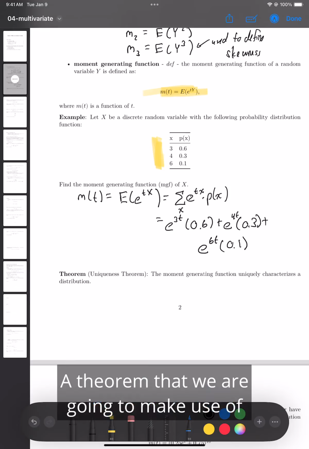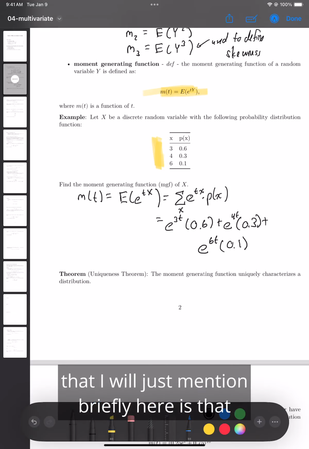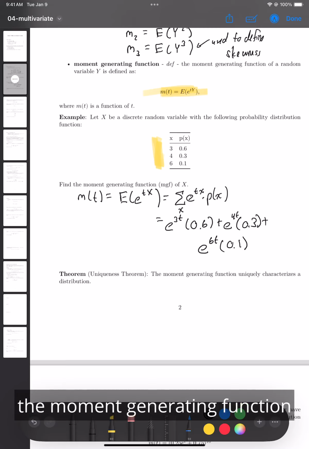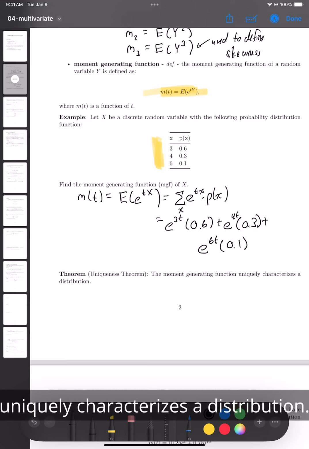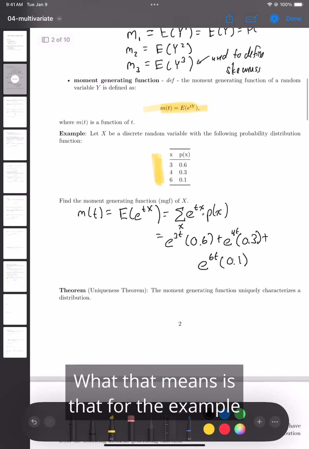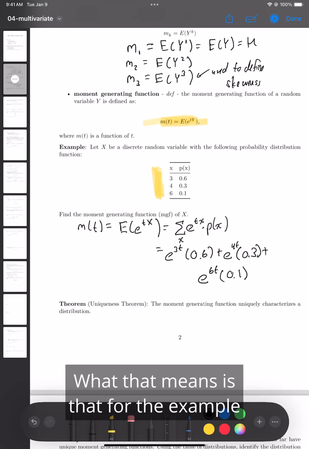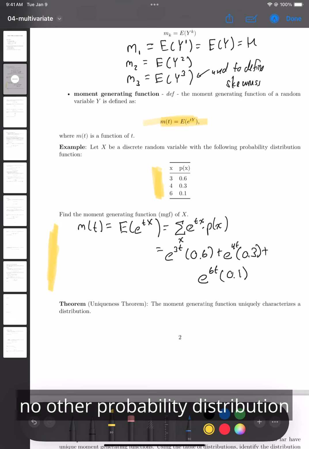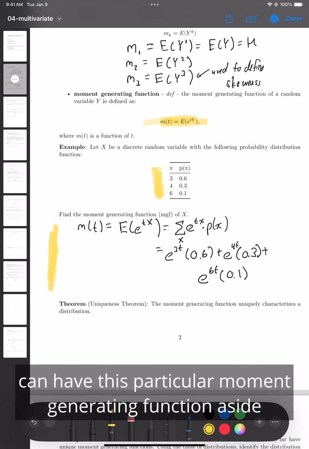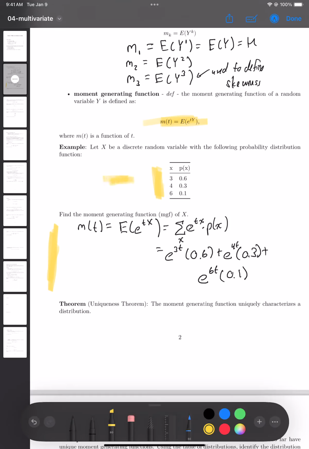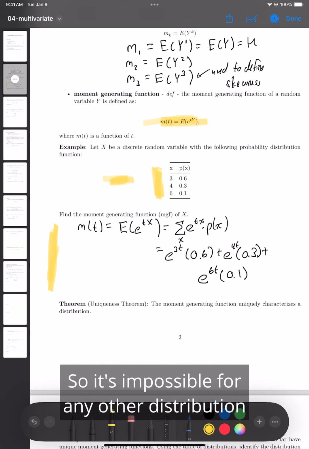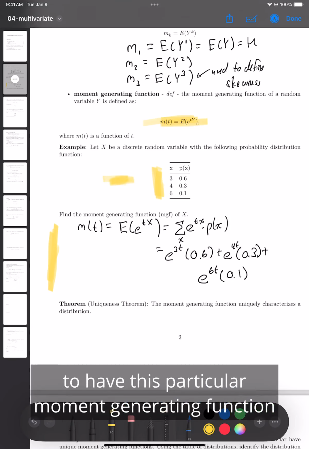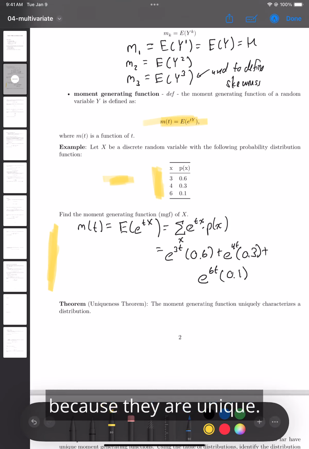A theorem that we are going to make use of, that I will just mention briefly here, is that the moment generating function uniquely characterizes a distribution. What that means is that for the example that we just wrote up here, no other probability distribution can have this particular moment generating function aside from the one in this table. It's impossible for any other distribution to have this particular moment generating function because they are unique.